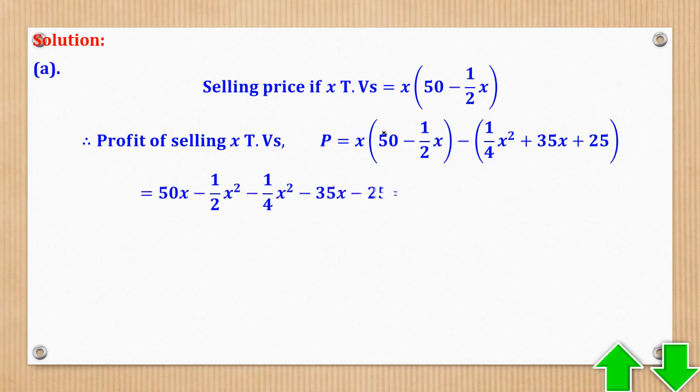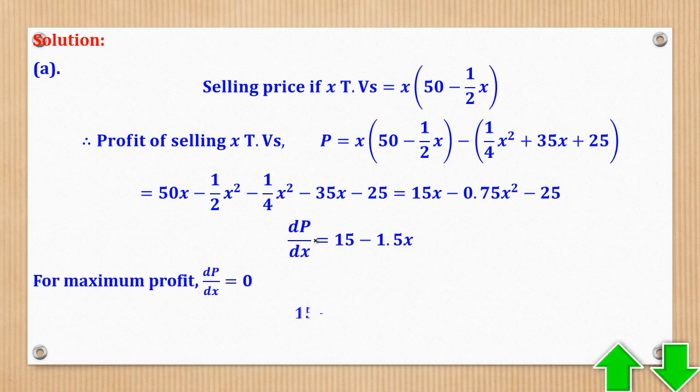Simplify. So what I've done, I've opened this bracket to give you this. Then simplify to come up with that expression. So for maximum or minimum, you differentiate and equate to 0. So we'll come up with x as 10, and that's what they wanted.